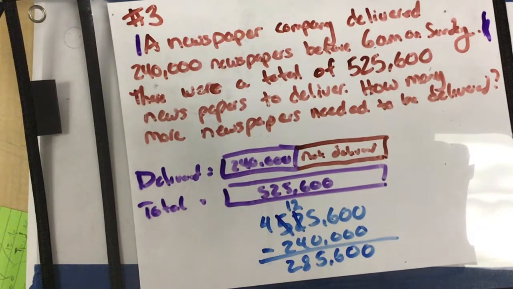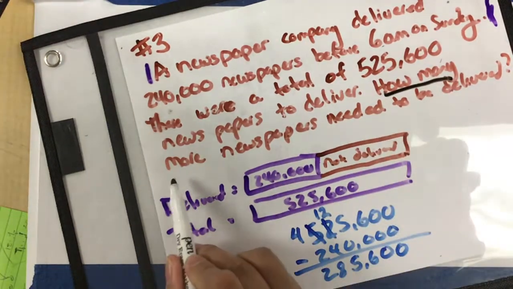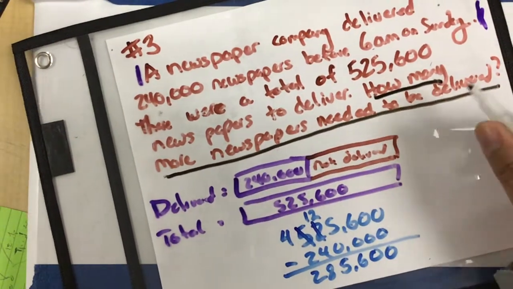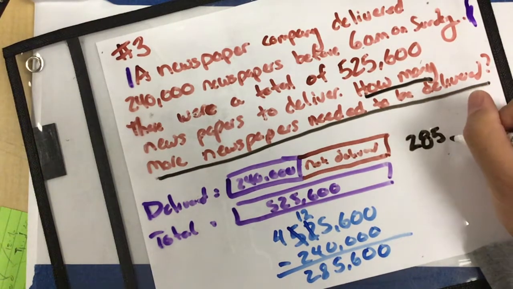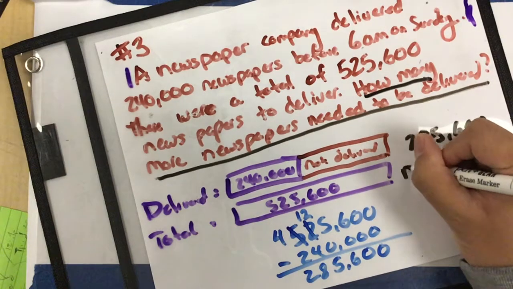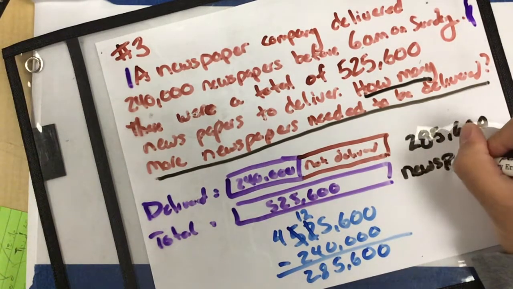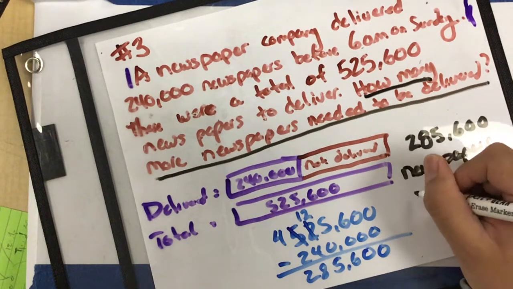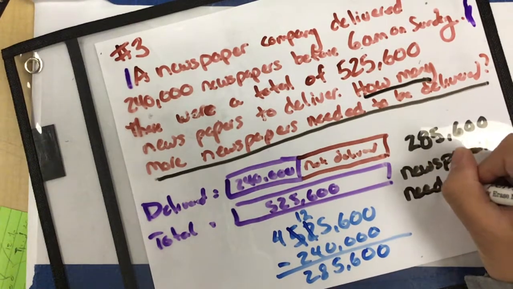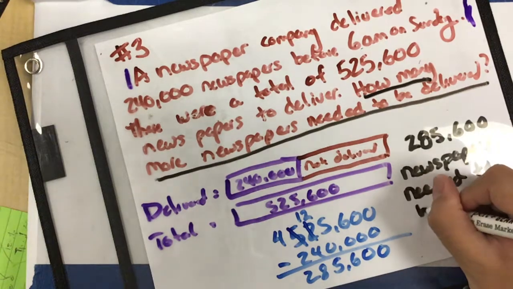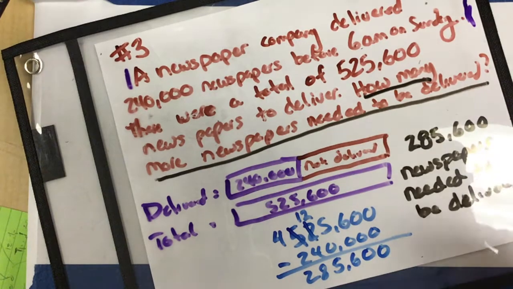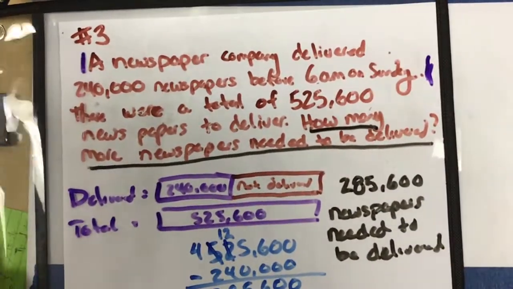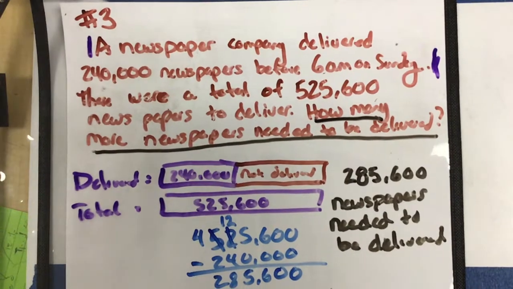So then now we can write out our sentence. If we're trying to answer how many more newspapers needed to be delivered, we can say 285,600 newspapers needed to be delivered. Okay? And that's it. That's our examples.